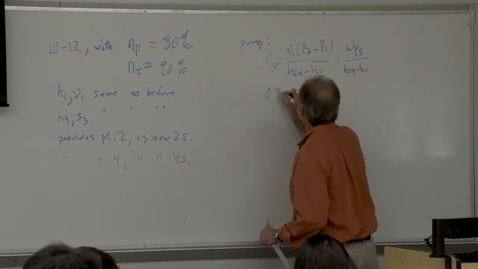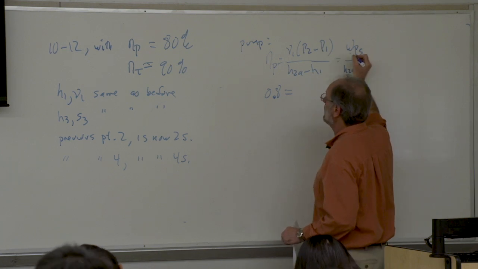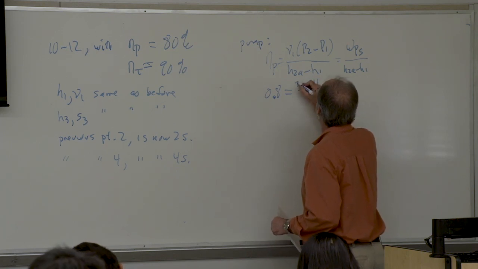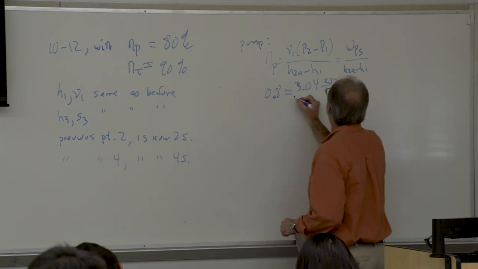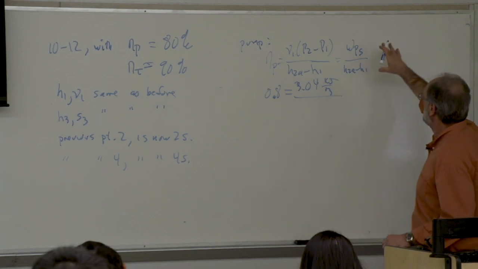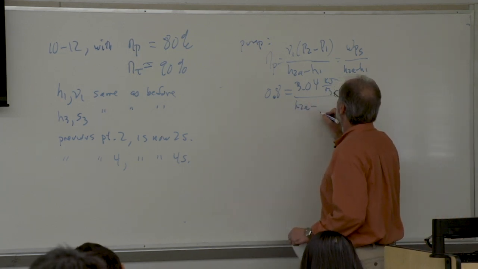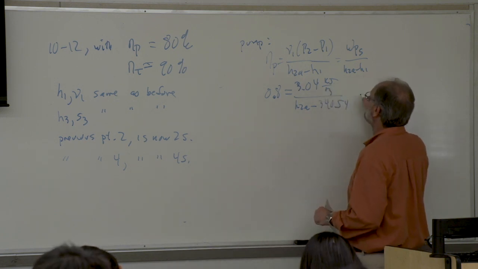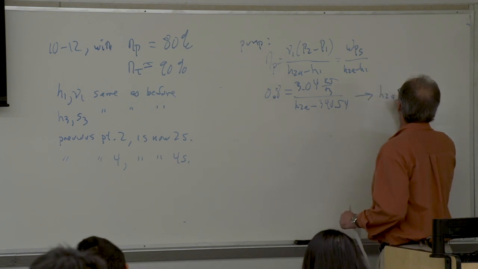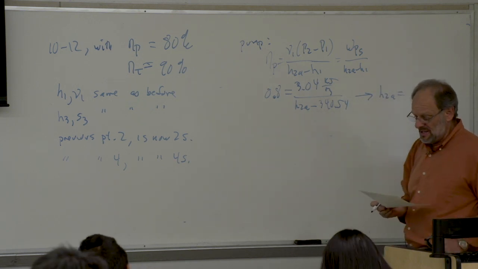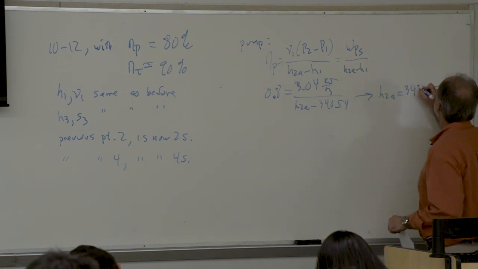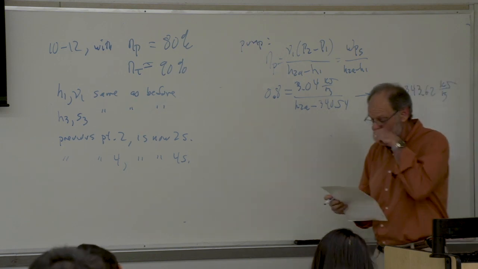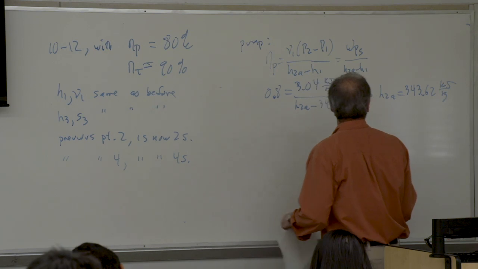So the pump efficiency is 0.8. The ideal pump work, this V delta P term, we had already calculated previously. That was just 3.04 kilojoules per kilogram. So we do it exactly the same way, no need to redo it. H2A is my unknown. H1 is the same term that we had before, which is 340.54. And this allows me to find the actual enthalpy at point 2. And it's 343.62 kilojoules per kilogram. Okay, so that's all we really have to do here.